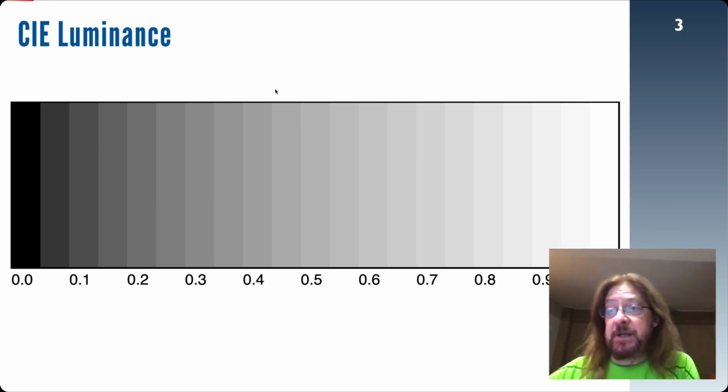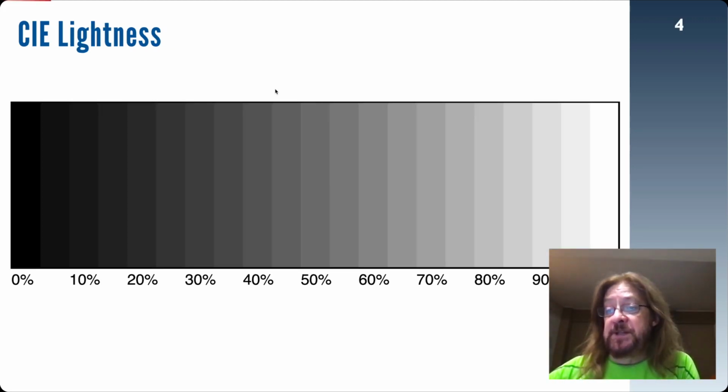So, this is CIE Luminance. As you can see, the dark colors are bunched up. This is CIE Lightness. And as you can see, the mid-gray is, well, in the middle.